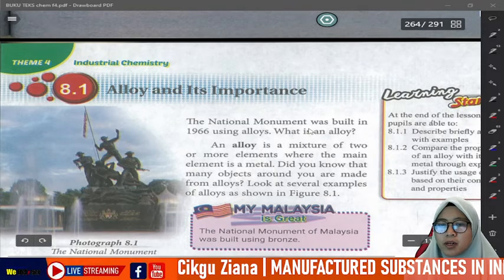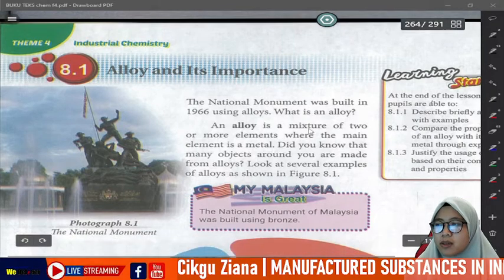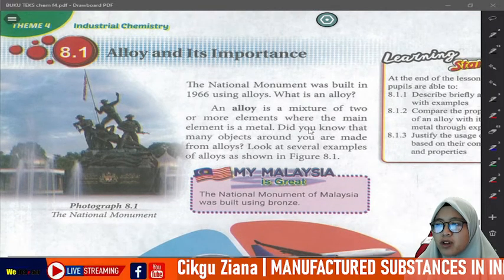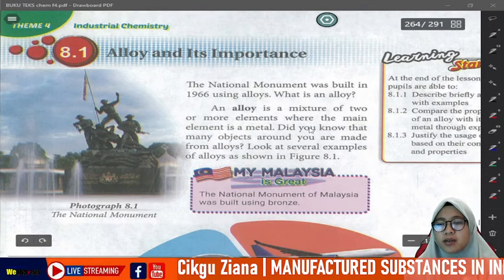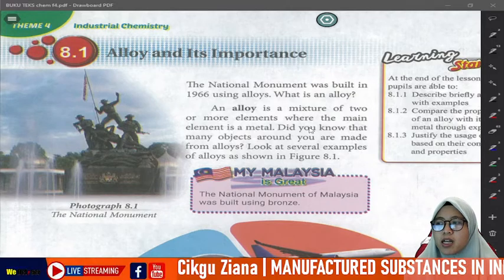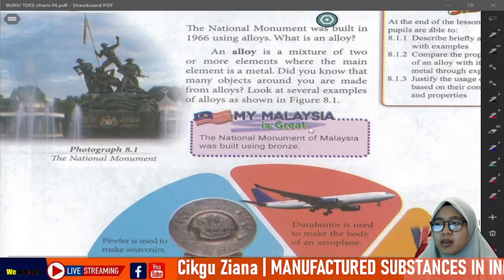First, you must know about the definition. The definition of alloy is a mixture. Maksudnya dia dah mix, maksudnya dia dah campur. A mixture of two or more elements where the main element is a metal.